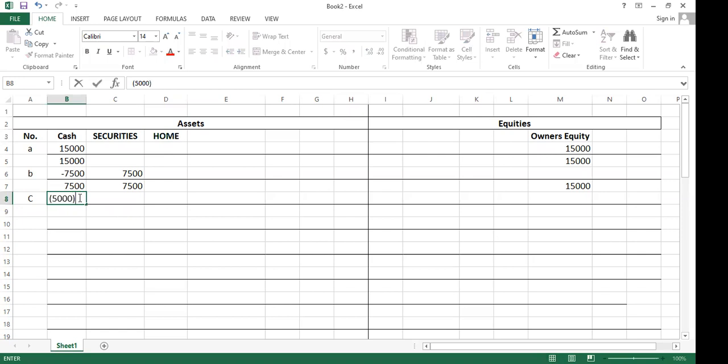5,000 is paid in cash and the balance amount is obtained as a loan. Home at 15,000, and add a new liability, the loan, of 10,000.